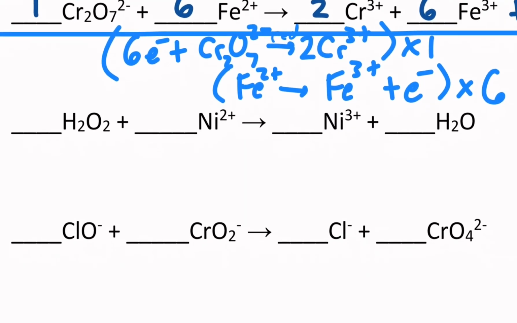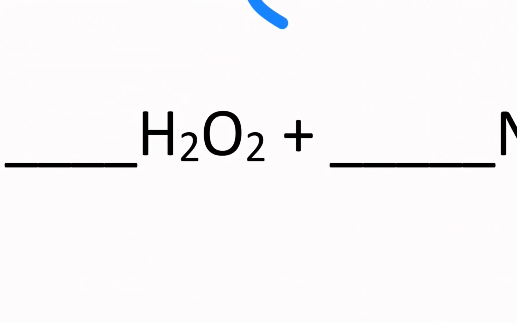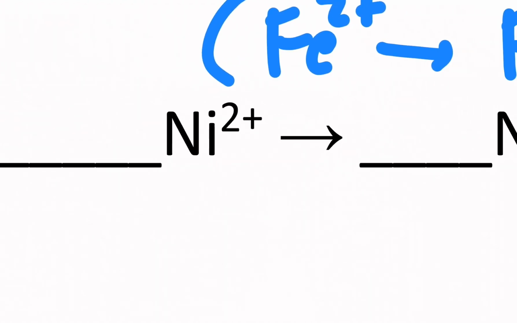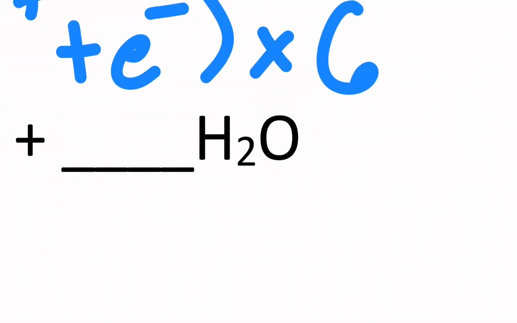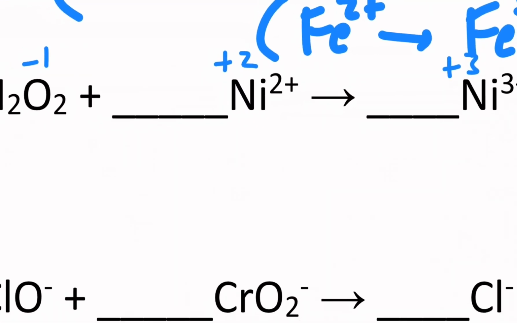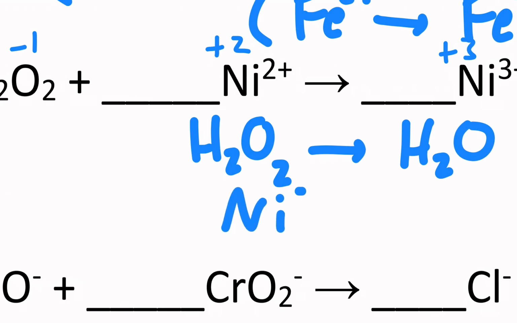So now that you've done that, try the next 2. Assign oxidation states, balance the skeletal half reactions, and then balance the whole thing. Okay, let's check those oxidation states first. This is a peroxide, so oxygen is -1, H is +1. Nickel 2, +2. Nickel 3, +3. Water, +1 for the hydrogen, -2 for the oxygen. Let's write out some skeletals. Peroxide, it becomes water. Nickel 2 becomes nickel 3.